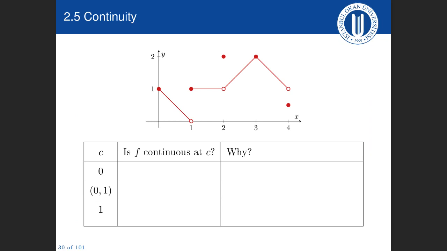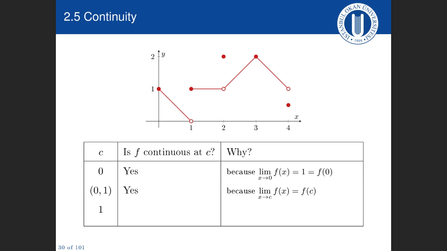First, I'm going to look at C equal to 0. Is f continuous at 0? And the answer is yes. Why? Because f of 0 exists and f of 0 is equal to 1. The limit as x tends to 0 of f of x exists and is equal to 1. And rule number 3, these two numbers are the same. 1 is equal to 1. So it's continuous at 0. Between 0 and 1, yes, it's continuous because the function is defined, the limit exists, and the limit is equal to the function.